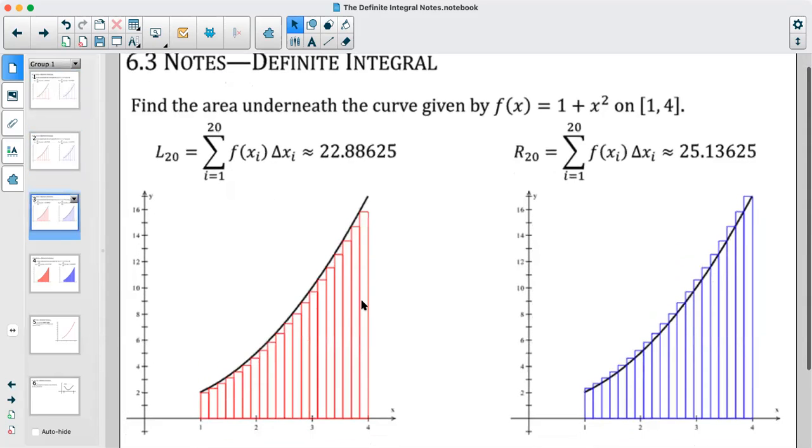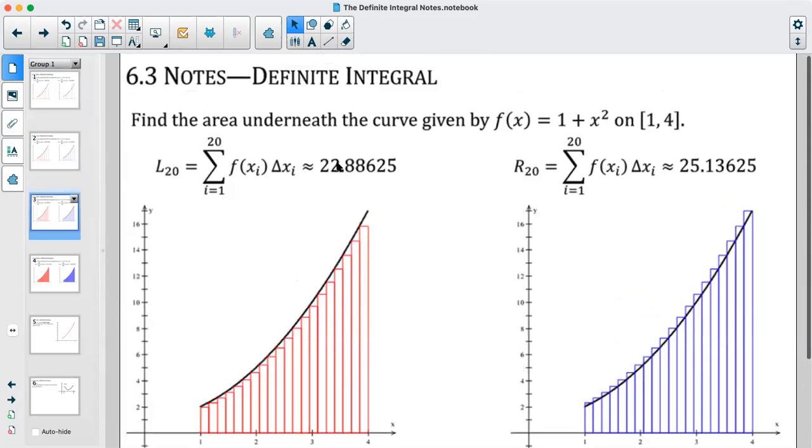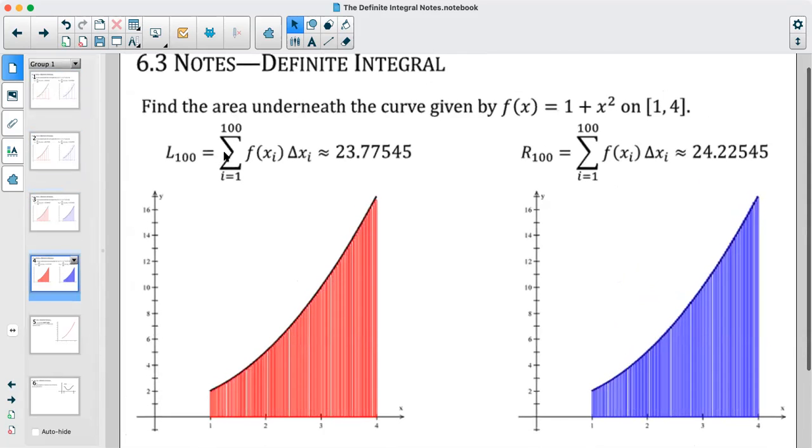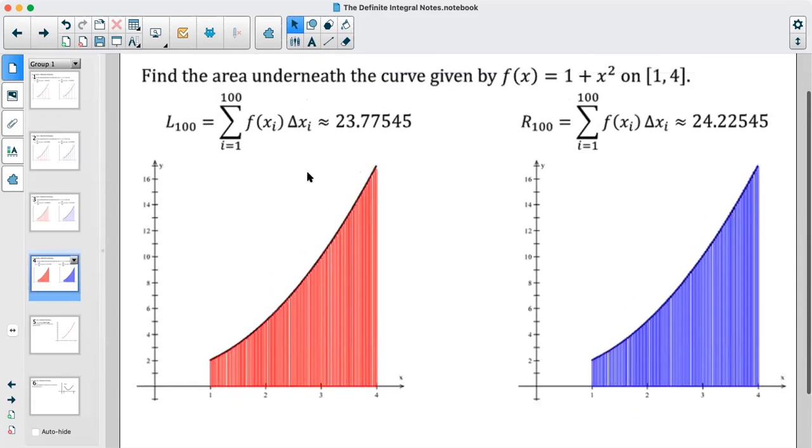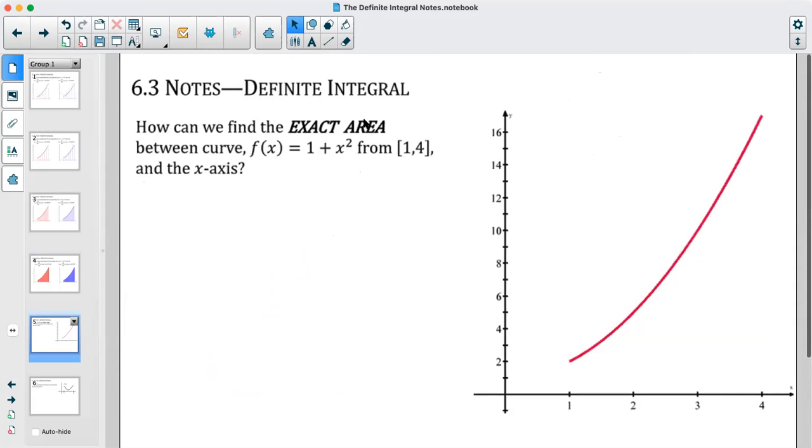Let's say I use 20 rectangles. Now my range for the possible answer is a lot smaller, 22.8 to 25.1. So the actual area is somewhere in between these two numbers. Then if I do 100 rectangles, it looks like this, and I get 23.8-ish for the left side and 24.2 for the right side. So now there's only like a 0.5 difference. So the area underneath is for sure going to be something like 24, almost exactly 24, it looks like. So we're going to find out what it is. Well, we're actually not going to find out today, but what if I want to know the exact area?